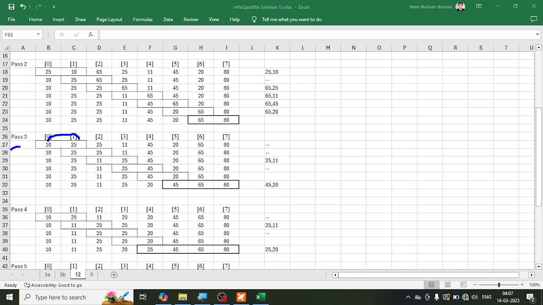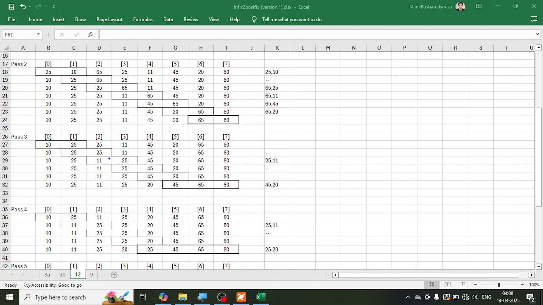10 is compared with the 25, and they are there at the right position. So there is no swapping. Next iteration, 25 with the 25. Remember, 25 is not greater than 25. Very important thing. We are comparing whether 25 is greater than 25. 25 is equal to 25. So there is no swapping at all.